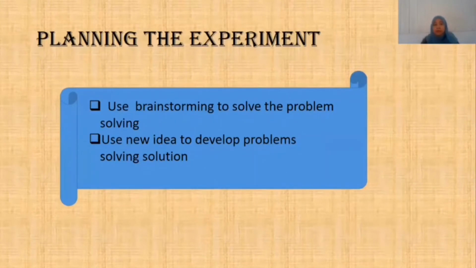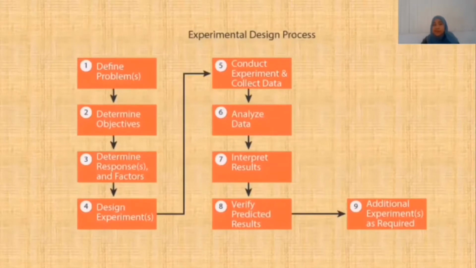Okay, for the planning, we use brainstorming for problem solving. Next, for planning, we use new ideas to develop problem solving solutions. Next, this is the experimental design process of DOE. So we have 9 steps of the process.